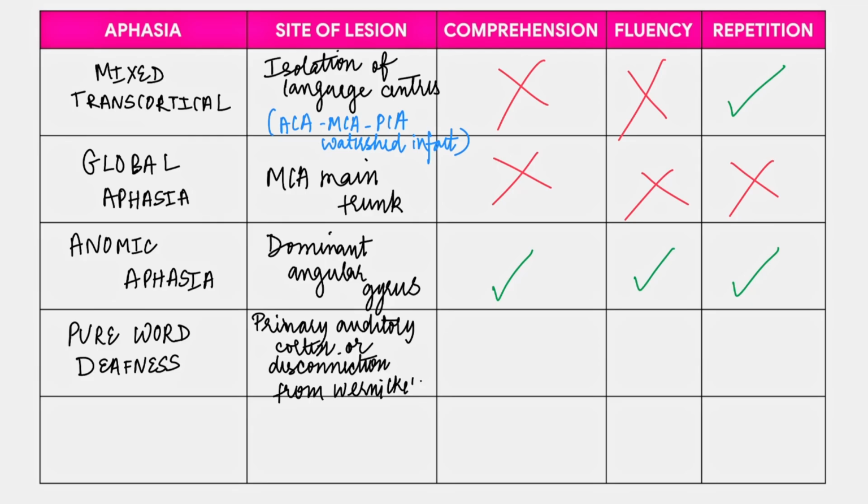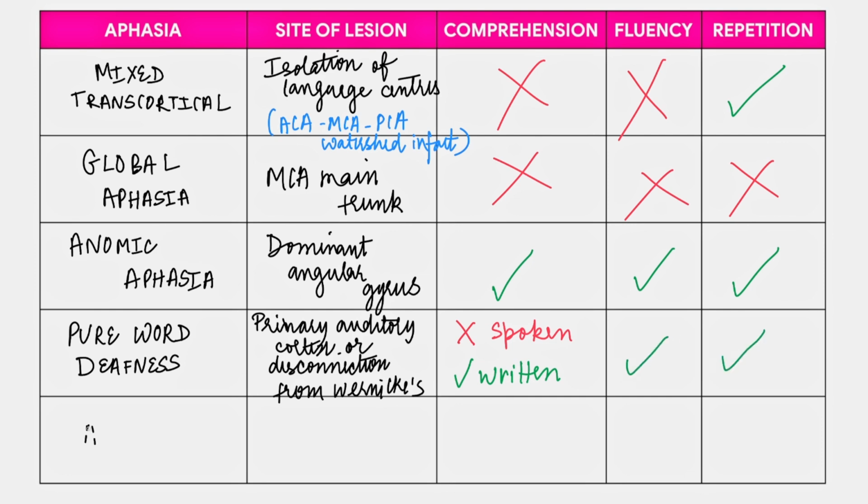So now if the primary auditory cortex is damaged, there'll be no auditory input. So the patient cannot comprehend spoken words, but since his visual area is intact, he can comprehend written sentences. And obviously fluency and repetition will be normal.